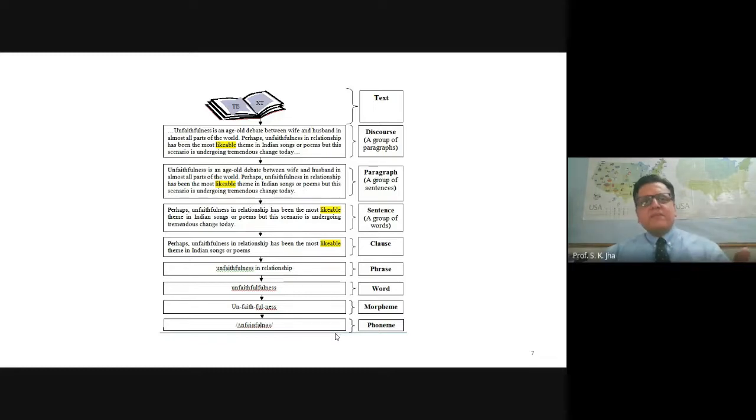So here you have a morpheme which has 4 syllables. Unfaithfulness. Thus in the word unfaithfulness, you have 11 phonemes or 11 sounds if you break it further, which I have mentioned as phoneme. So phoneme cannot be broken further. Remember that.